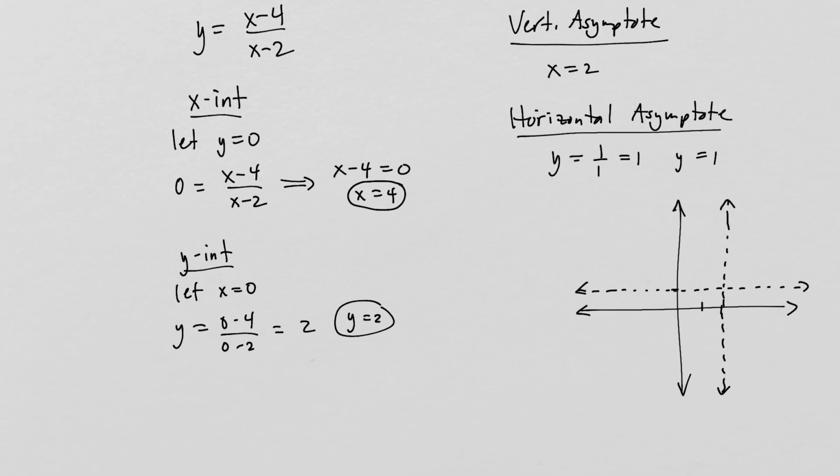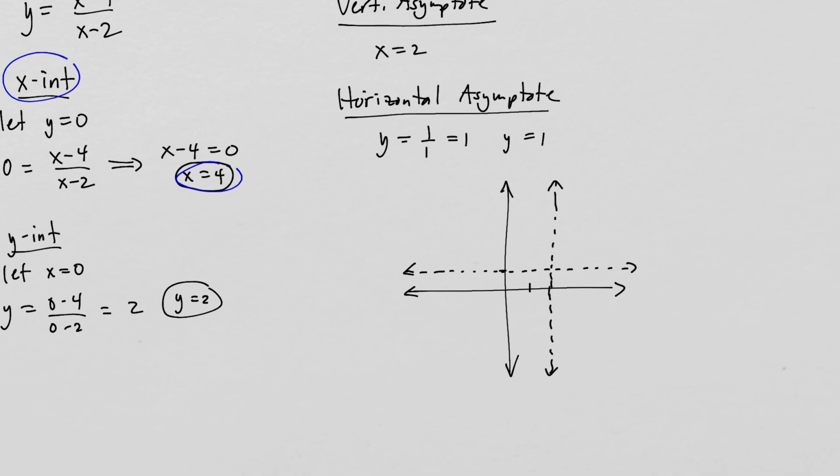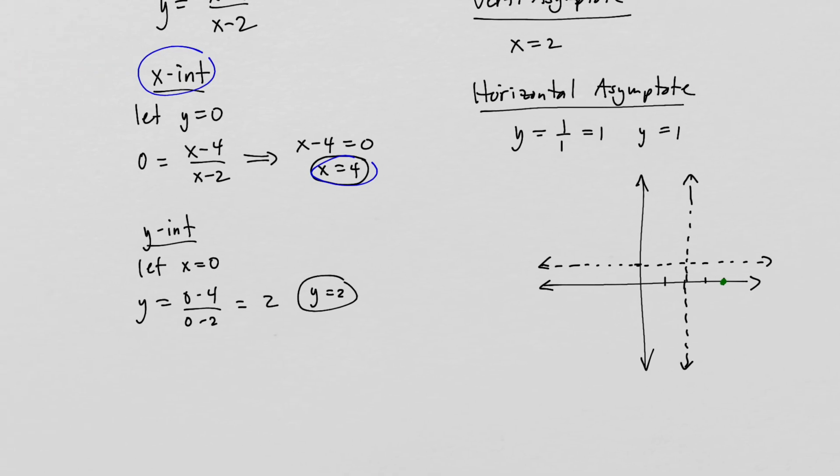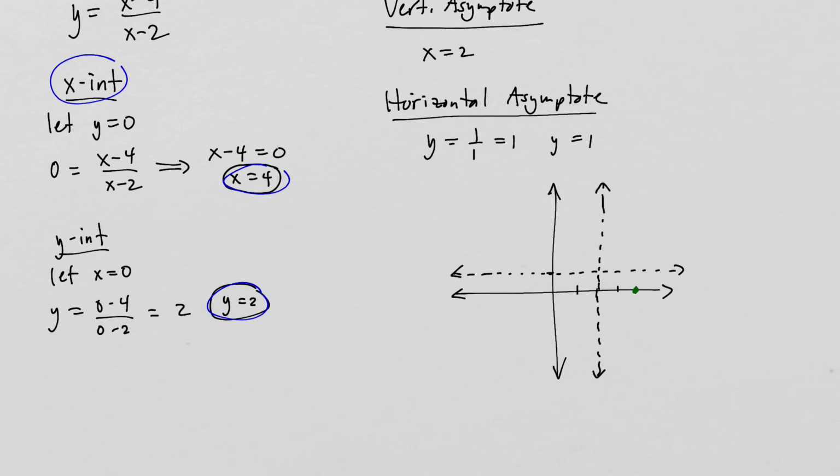And then we know that the x-intercept was x equals 4. So that means it's going to cross the x-axis at x equals 4. We'll put that point right there. And it crosses the y-axis, right? The y-intercept is y equals 2. So on the y-axis, y equals 2 is right there. And that's where it crosses.